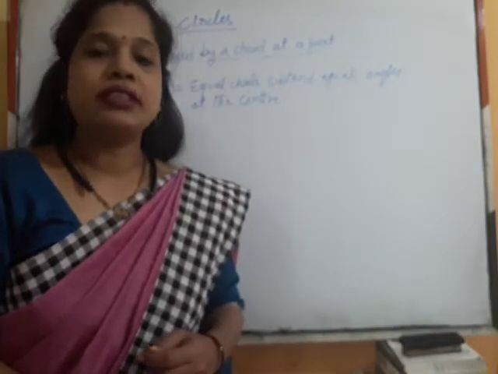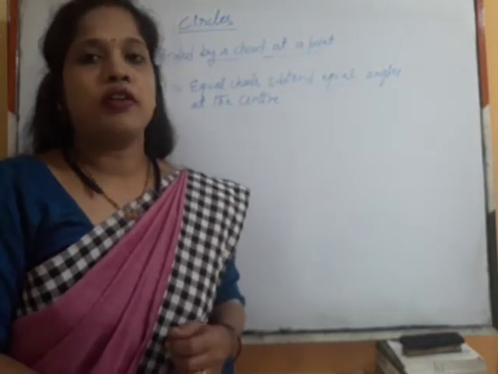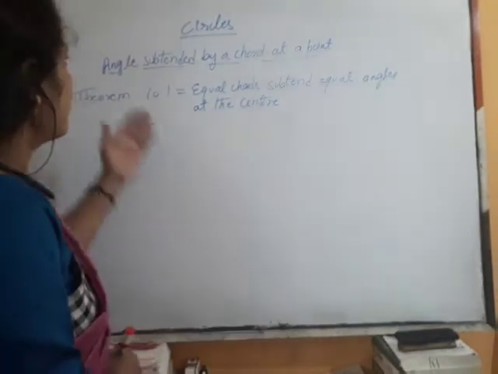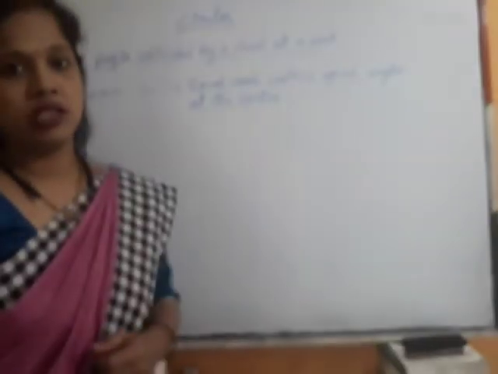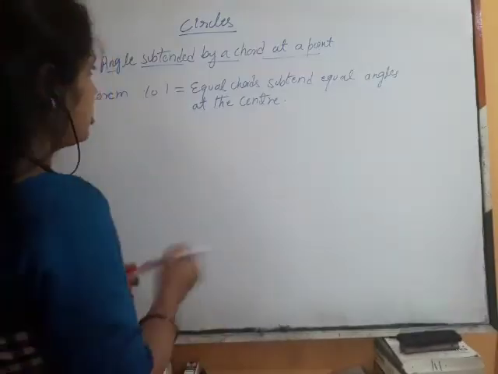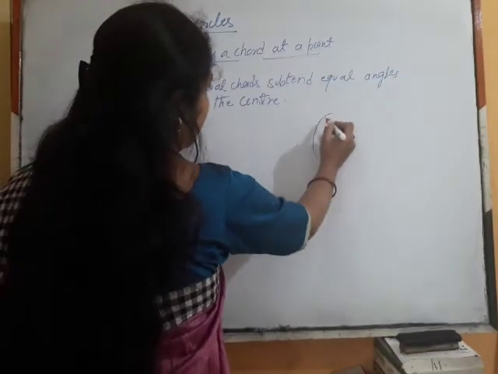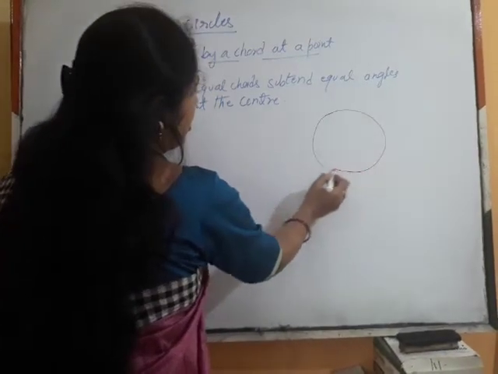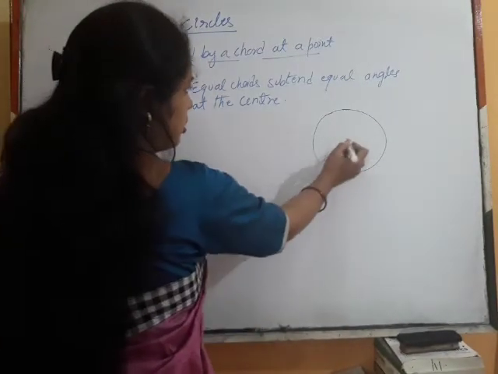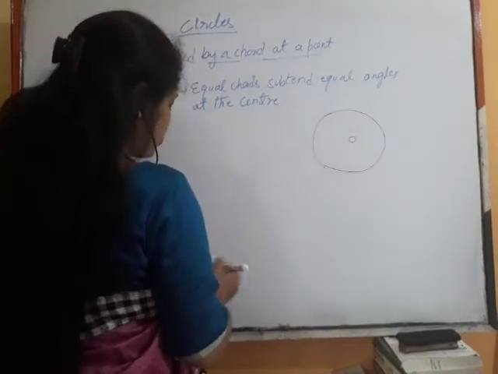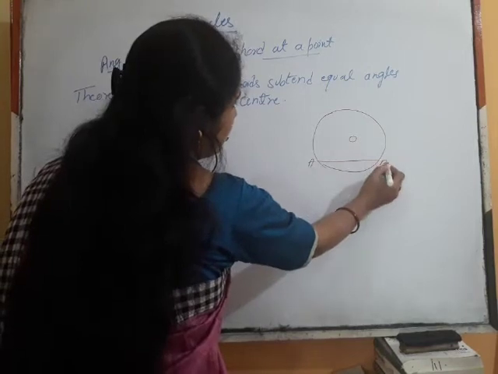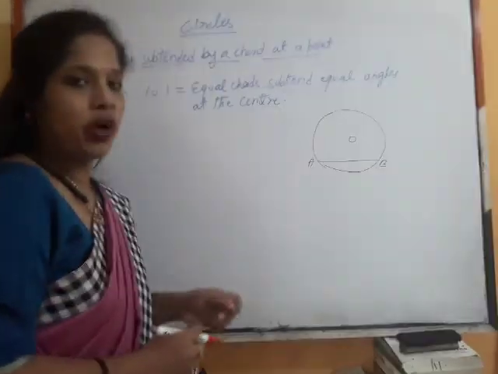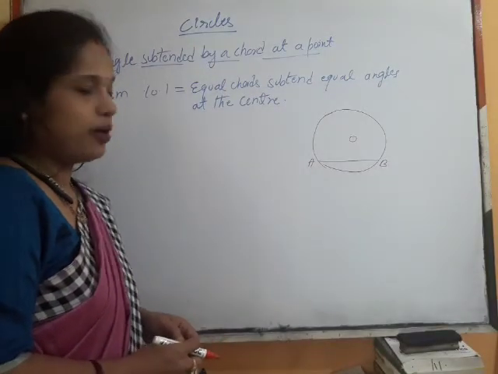Hello dear students, our next topic of chapter circle is angle subtended by a chord at a point in a circle. Students, if this is a circle with center O, this is a line which is joining two points on a circle. Okay, so it is a chord.